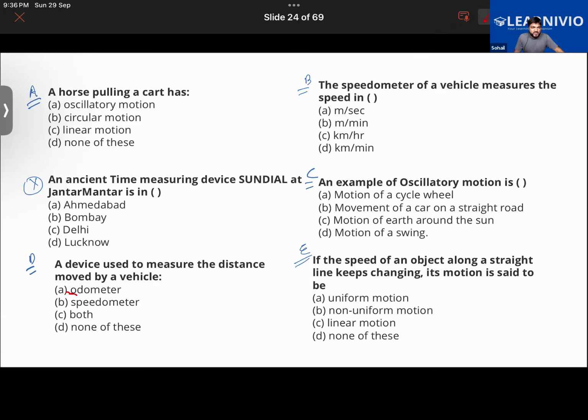What's the answer for question number A? A horse that is pulling a cart. So what kind of movement is being done? Is it oscillatory, circular, or linear?